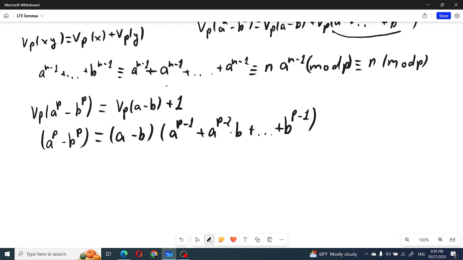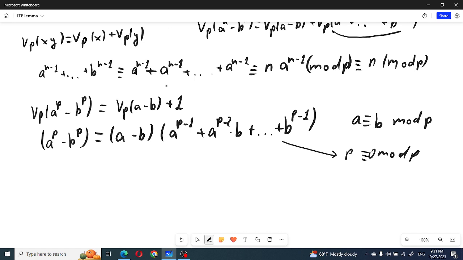And if we use the fact that a equals b mod p, then we can see that this number equals p times a to the p minus 1 mod p, and that is 0. And we can see that this number is divisible by p. But now we need to show that this number can't be divisible by p squared.